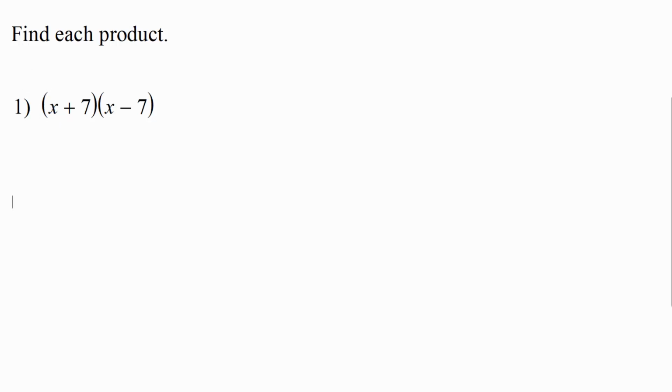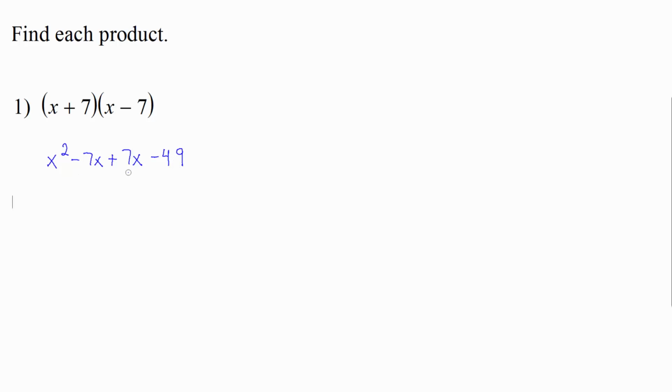So when we multiply these together, we need to do x times x, which is x squared. Then we're going to do x times negative 7, which is negative 7x. Then we're going to do 7 and x together, which is positive 7x. And then 7 times negative 7 is negative 49.